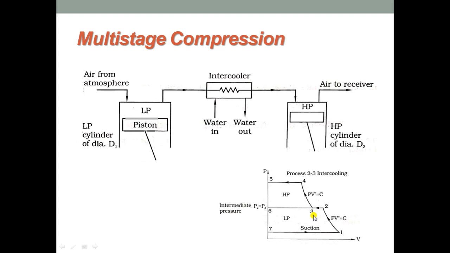Figure shows the multi-stage compression occurring in two stages. Here the first stage of compression occurs in cycle 6, 1, 2, 5, and after the first stage of compression, the partly compressed air enters the second stage of compression, that is, the second stage of compression from 2, 3, 4, 5.